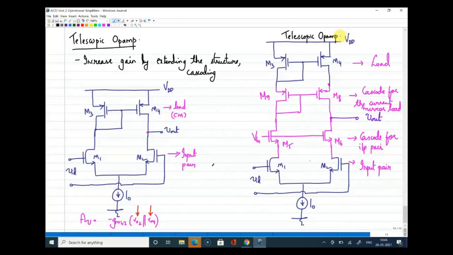Since we have drawn the structure, the next step is to find the voltage gain of this structure. How will I find the voltage gain? Voltage gain is generally found by writing the expression in terms of Gm and Rout. So you can try to find Gm and Rout separately for the structure.